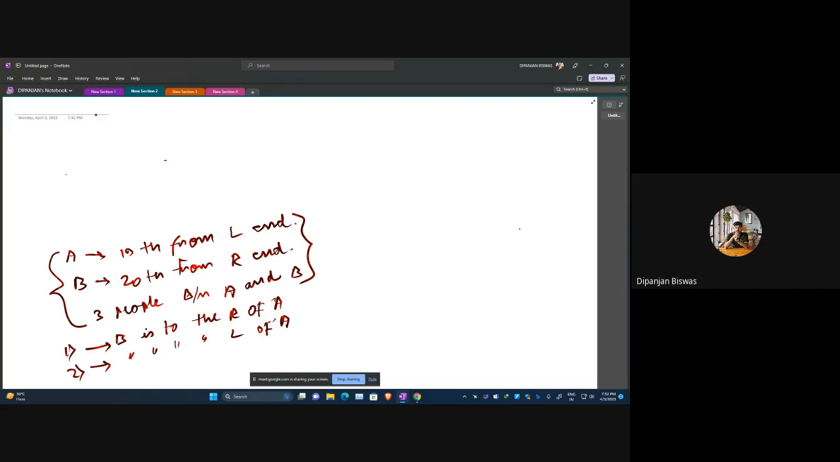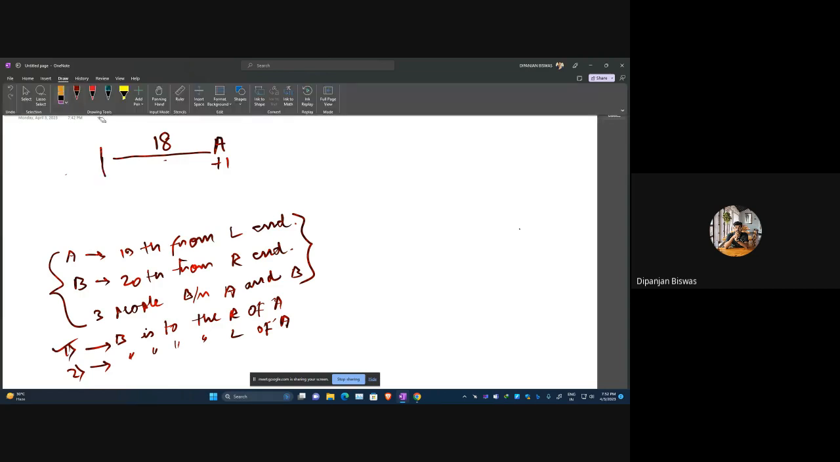These are two different questions. So let us solve the first one, that is B is to the right of A. Okay. So if we write the diagram, you can see that 18 people are sitting here. Then here comes A. So how he is 19th? So count 18 from here, then plus 1 for A, that is 19. So A is 19 from the left end. I hope this is clear to everyone.